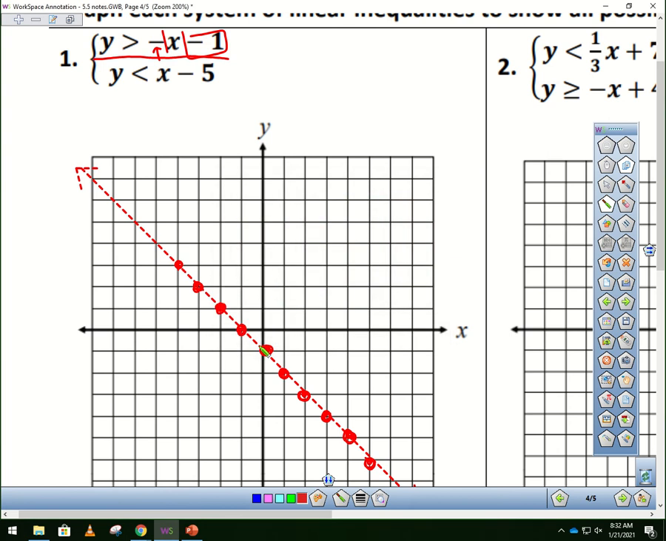So then we have to shade it. So, y is greater than. So do you shade above or below? Below. Greater than. So you shade above. Above.